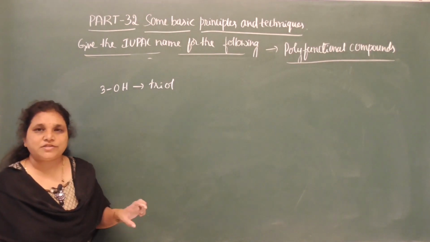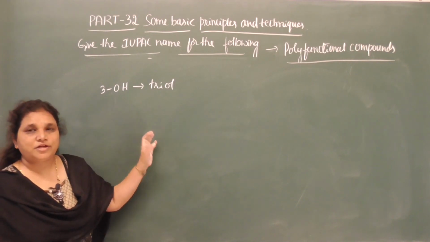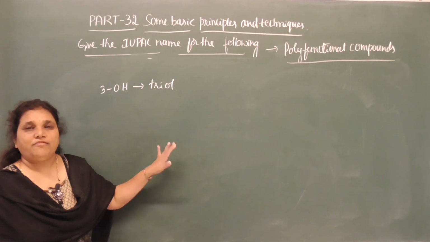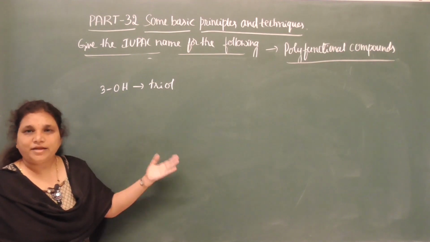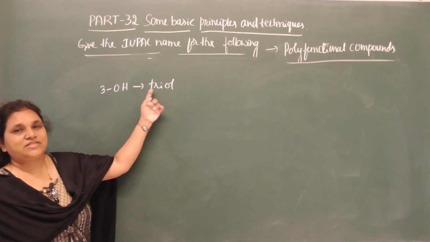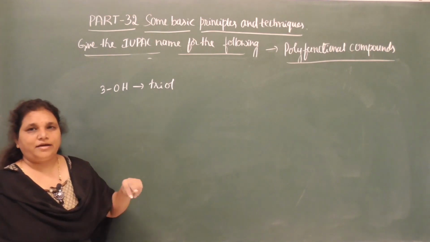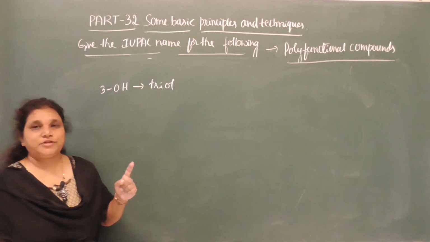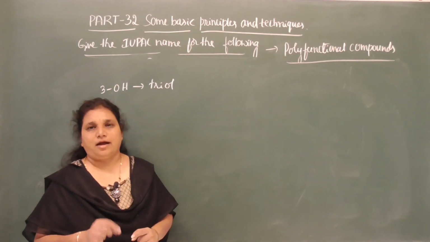If two or more identical functional groups are there and that functional group has no carbon atom, you can use the prefix tri for 3, tetra for 4, penta for 5, when the functional group does not contain carbon.